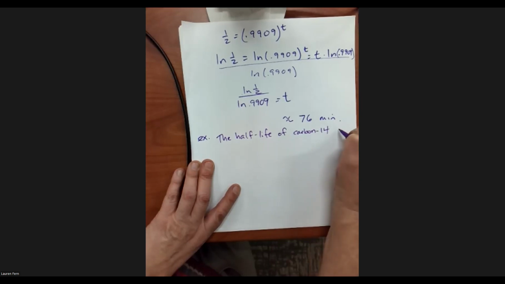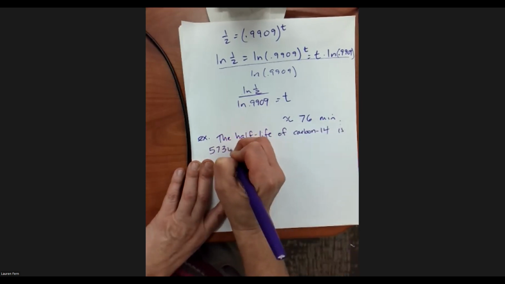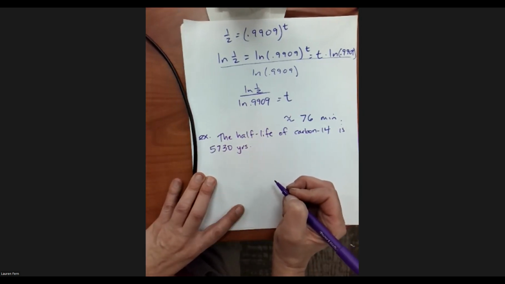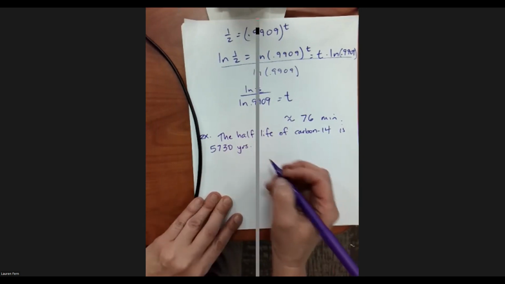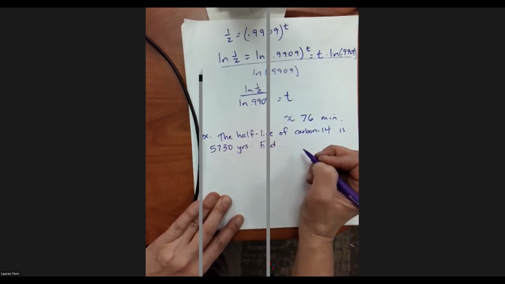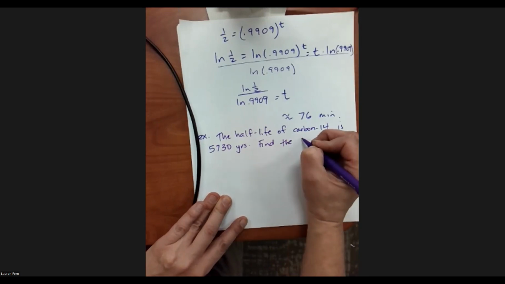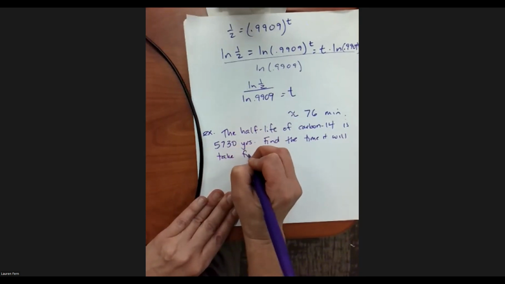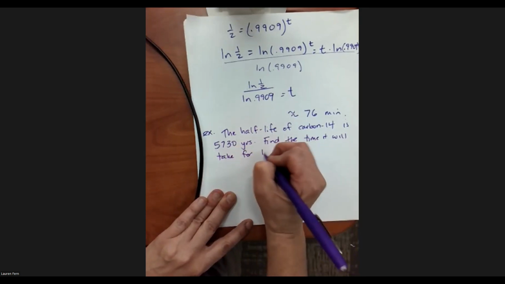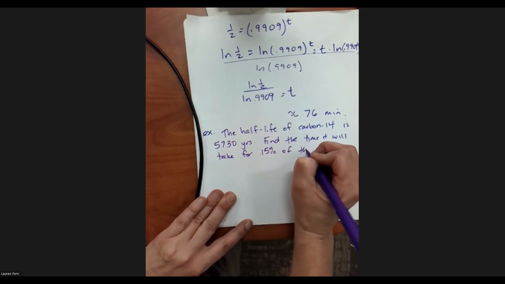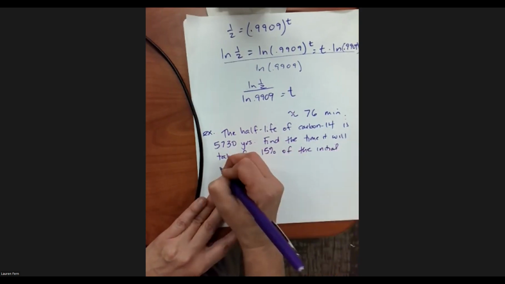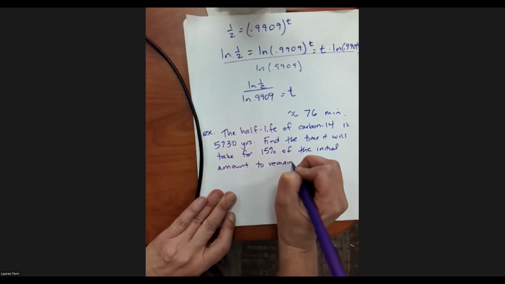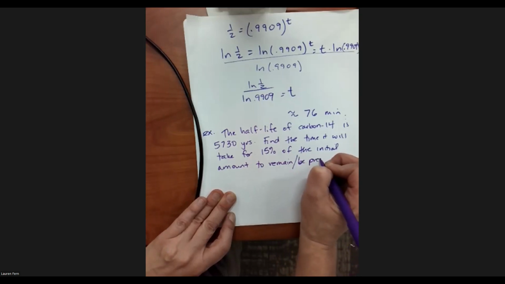So the half-life of carbon-14 is 5,730 years. And what we want to do is find the time it will take for 15% of the initial amount to remain or be present.